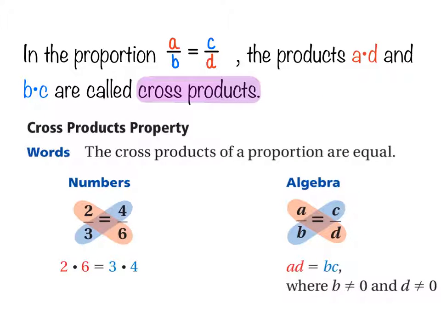All right, so here are the rules for cross products. In a proportion, A over B equals C over D, so two ratios are equivalent if A times D and B times C are equal, and that's called cross products. Okay, so you can see down here from the example, 2 times 6 equals 3 times 4, because 2 times 6 is 12 and 3 times 4 is 12, so those are proportional if the two cross products are equivalent. And if they're not equivalent, then they're not proportional.